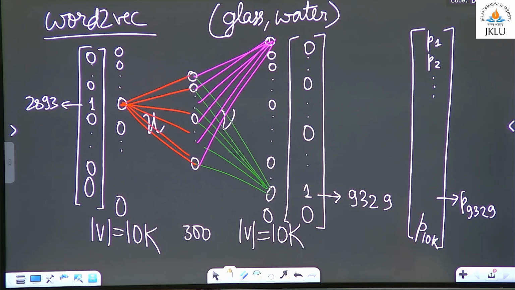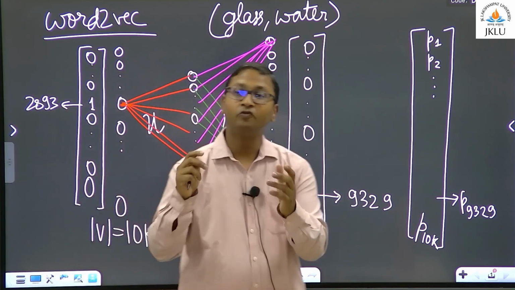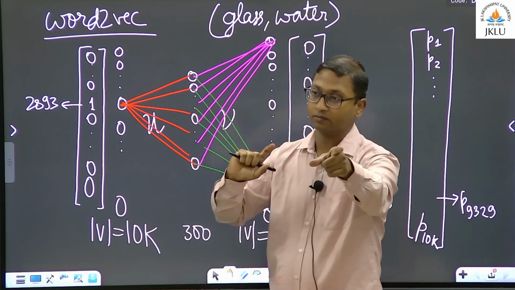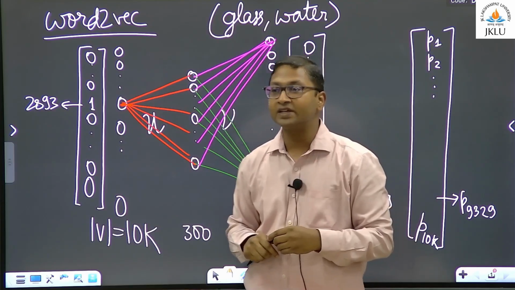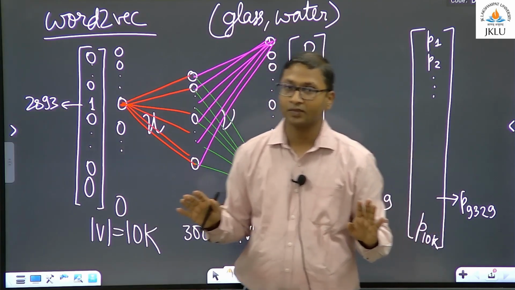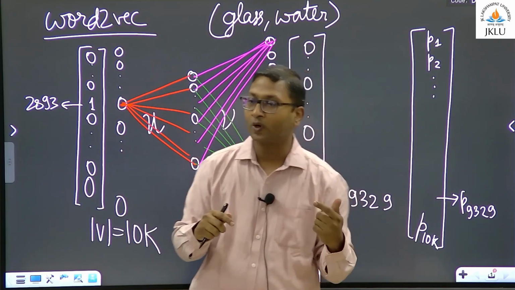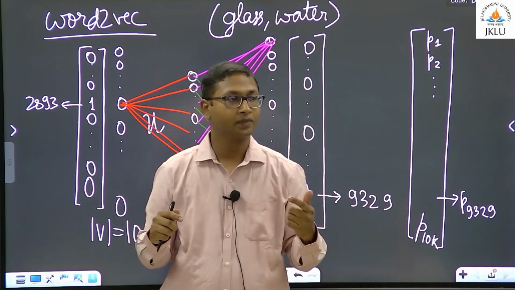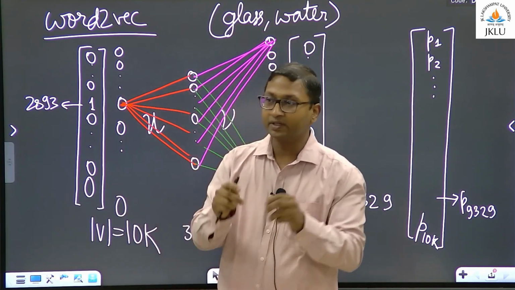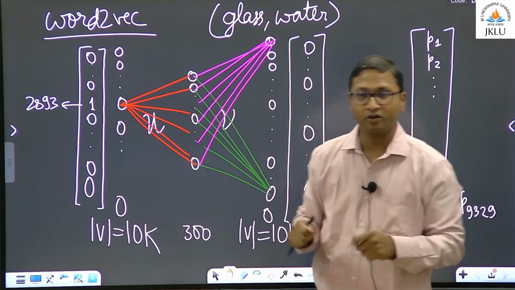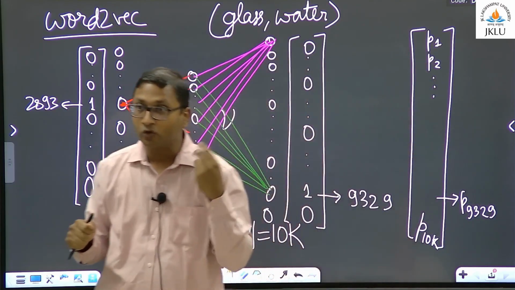To find word embeddings, because otherwise if word embeddings are your output, then how do you train this in a supervised setting is not at all clear. If word embedding is your output, what does it mean? That means somebody is already giving that embedding of water is this, embedding of glass is this, but that is something we don't know in the first place.